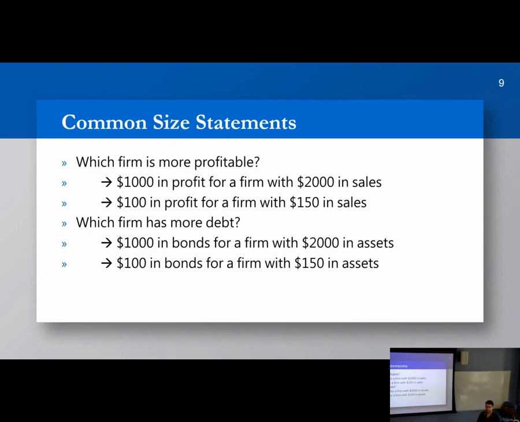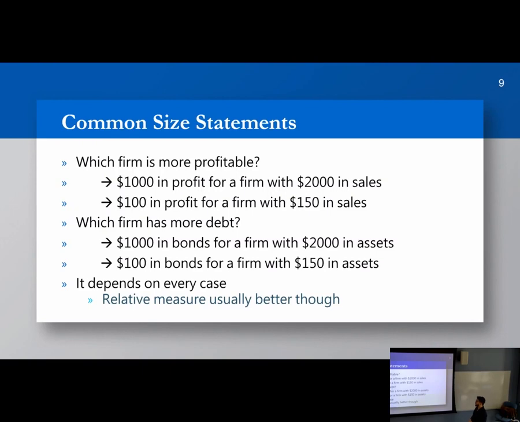All right. Seems a little more unanimous on that. It really depends. Technically speaking, if we define profitability as the nominal level of profits, the $1,000 is more profitable. But that ignores scale. It ignores how those profits are generated relative to the sales, and similar with the debt argument. Generally speaking, the relative measures are going to be the best way to evaluate performance.